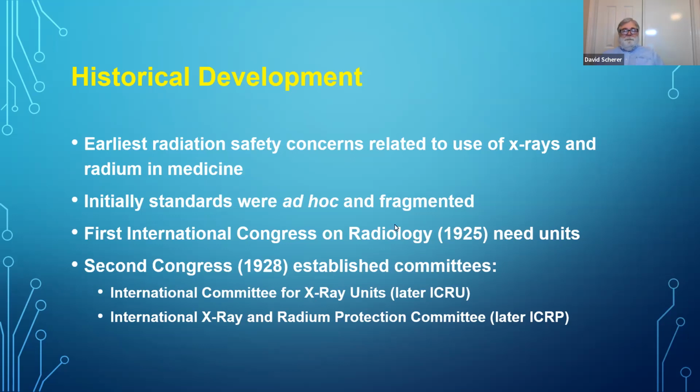And in the second Congress, 3 years later, they established a couple of committees that eventually became the ICRU and the ICRP for these purposes. And so these became the standard setting bodies. They were established early on. They were well respected, made up of people who had good reputations, and they have eventually become the groups that are looked to for establishing the standards for radiation protection.